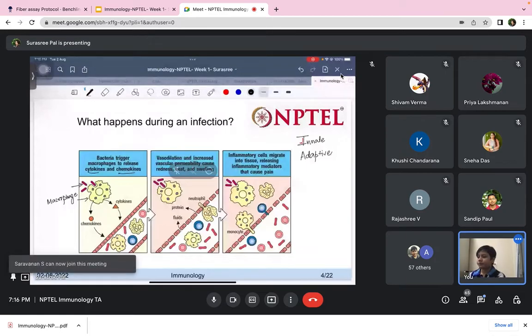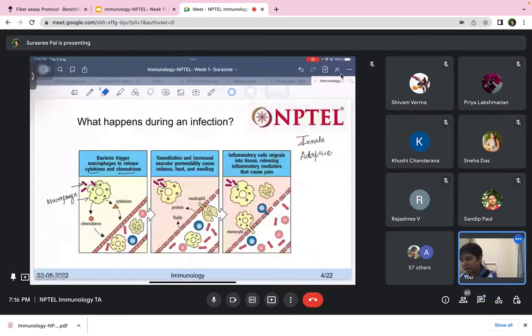All right. So here we can observe that the macrophage is engulfing the bacteria and producing these molecules, chemokines and cytokines. And what is the effect of these molecules? You can see here vasodilation and increased vascular permeability.